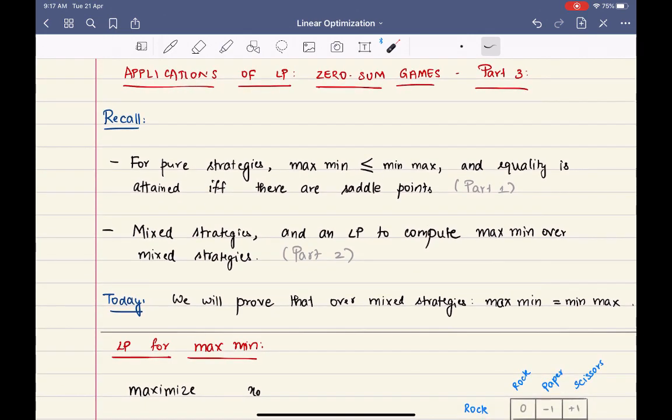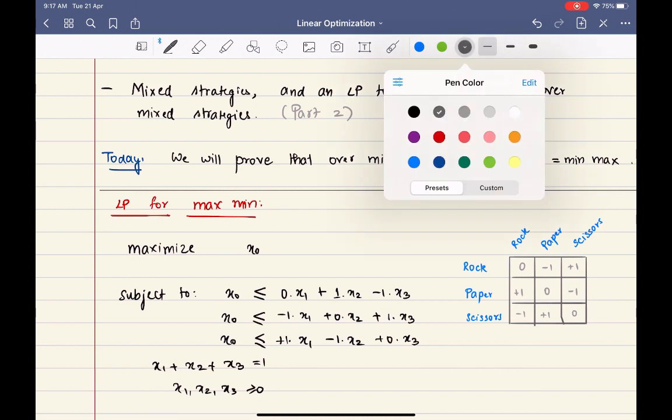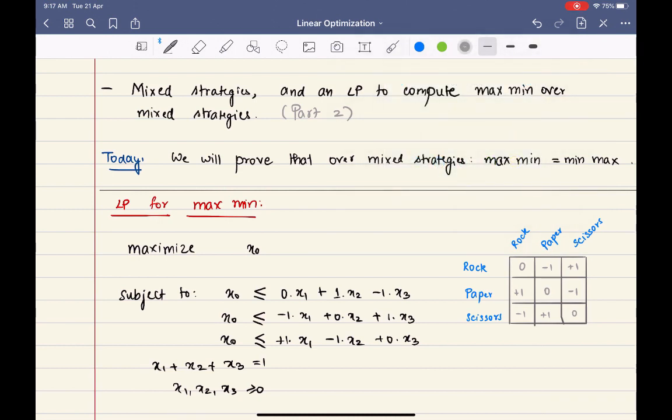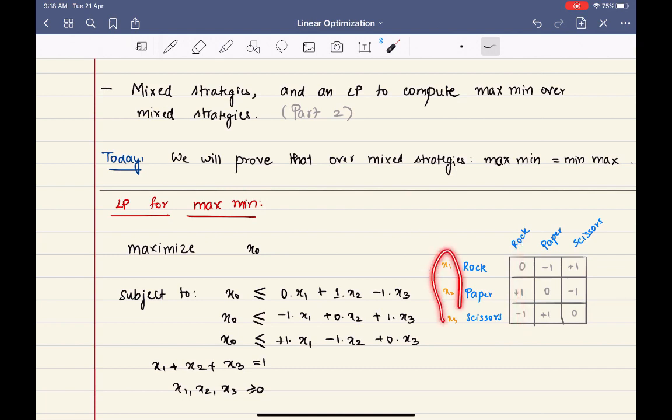Okay, let's see this. So let's first recall the LP for max-min. So for this rock, paper, scissors game, how did we write the LP for max-min? Now you assume that the mixed strategy of max plays x1, x2 and x3, and the cost is x0, say. Now to write the LP, you look at each pure strategy of the minimizer. So let's start with the first pure strategy, which is playing this column. Now, if max plays this mixed strategy and min plays this pure strategy, the payoff would be x1 times this thing plus x2 times this plus x3 times this. That is what is written here.